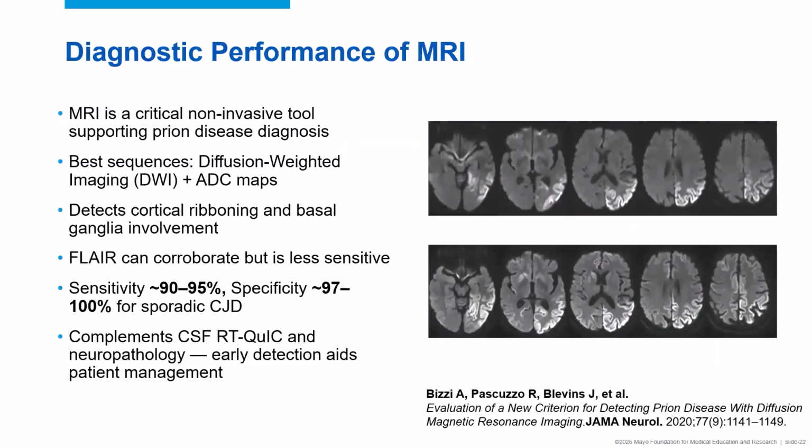So I'm not going to go into too much detail other than to say MRI has evolved. It's a critical part of the workup. Depending on the study, it's been reported to have high sensitivity, in the low 90s, and very good specificity as well. I wouldn't say perfect, but high 90s. And this really should be viewed as a complement along with CSF RT-QuIC testing and neuropathological assessment in the diagnosis of these patients.